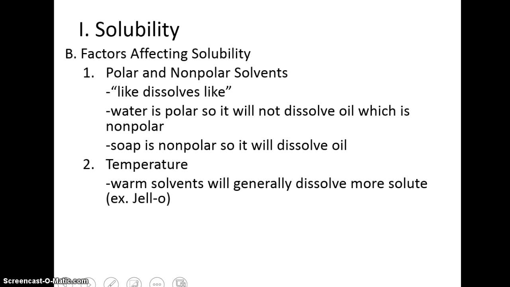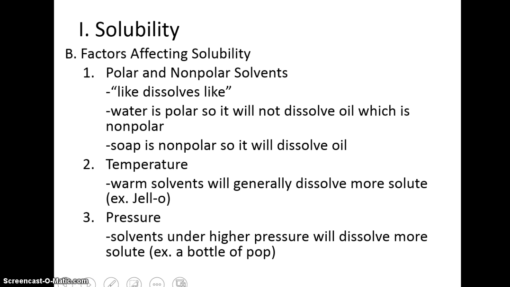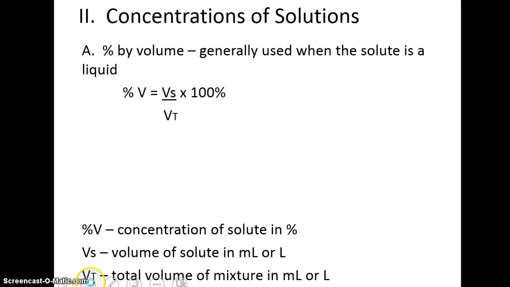Another factor would be temperature. Warm solvents will generally dissolve more solute. For example, Jello. You would start with hot water because it dissolves more of the solute than with cold water. If you didn't have boiling water to begin with, not all of it will dissolve and you'll get grainy Jello. And the last one is pressure. Solvents under higher pressure will dissolve more solute. For example, a bottle of pop, they'll put it under high pressures that dissolves a lot of carbon dioxide.